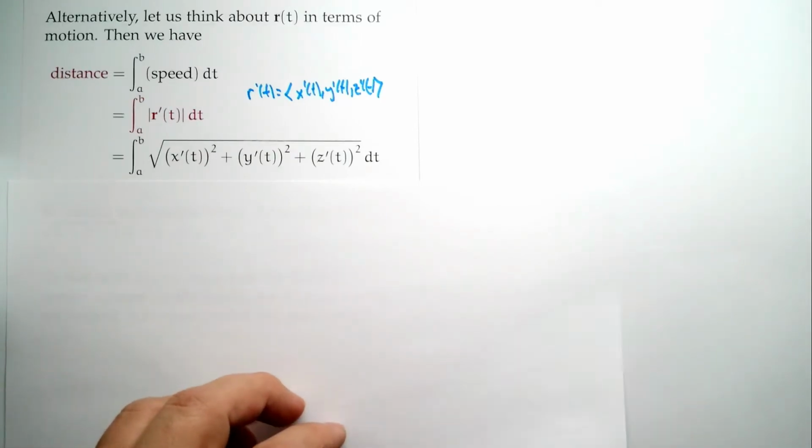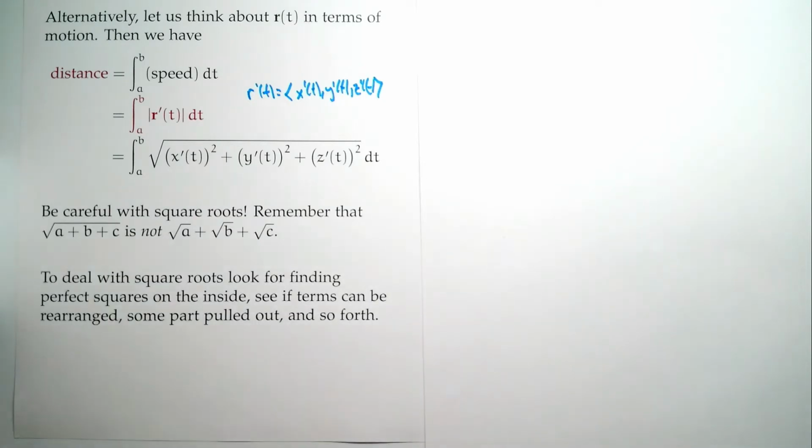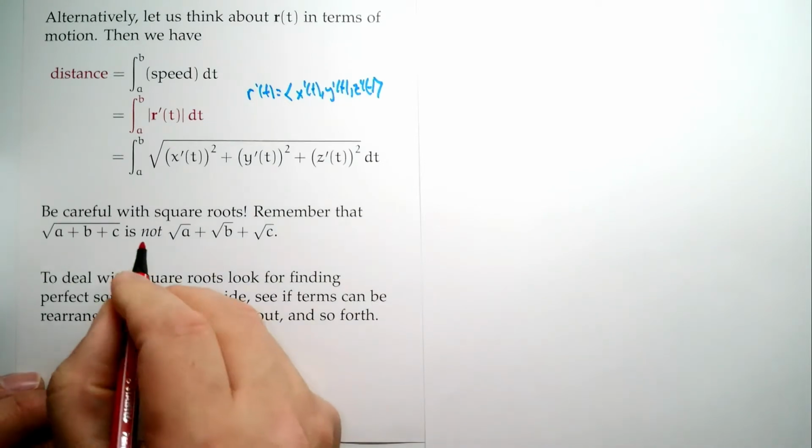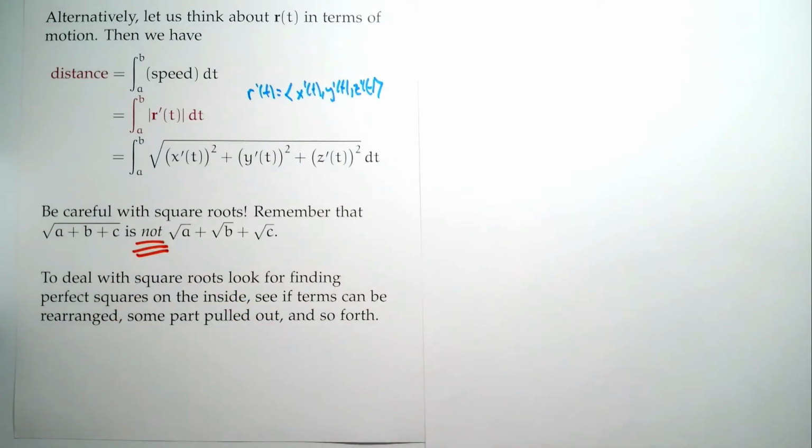Now we come to our favorite warning, maybe our least favorite warning, because we have to keep saying this over and over again. Square roots are challenging. They're hard to deal with. And there's a desire to say, I see a nice, easy way out, which is to say the square root of a plus b plus c, I'll just take the square root of each part and add it up. And let me emphasize the word, not. When you're dealing with square roots, it's not as simple as taking the square root of each part and adding it up.